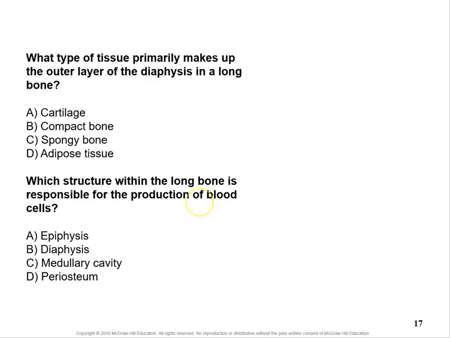Okay, next question is what type of tissue primarily makes up the outer layer of the diaphysis in a long bone? And if you remember, we said the outer layer of bone is going to be compact bone, or B. Which structure within the long bone is responsible for the production of blood cells? The epiphysis, the diaphysis, the medullary cavity, or the periosteum? Well, this answer is going to be C, the medullary cavity.